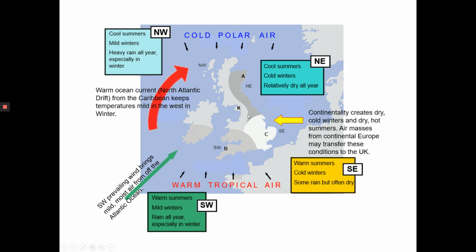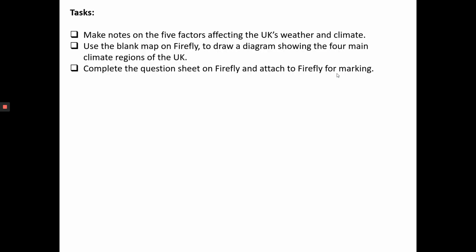What I want you to do is annotate it to produce a diagram similar to this, to say what the different climate is in the 4 different parts and why that is. And if I can find it, I will attach an example of a really good one of that, so you can look at that. And then I'm going to attach an A4 sheet of questions that I want you to complete, and then can you submit that on Firefly, and I will mark that and get it back to you.